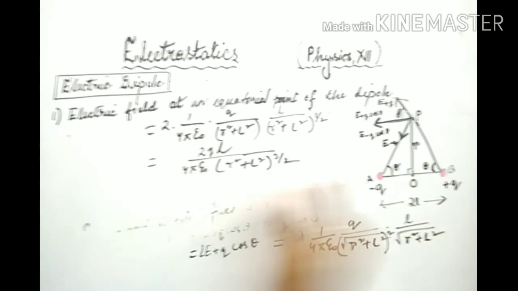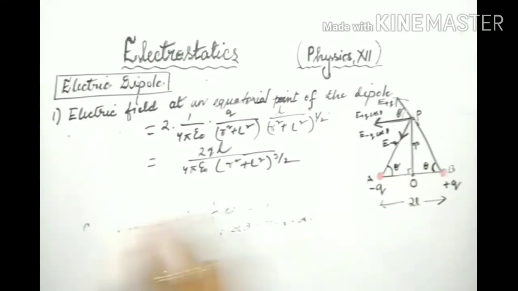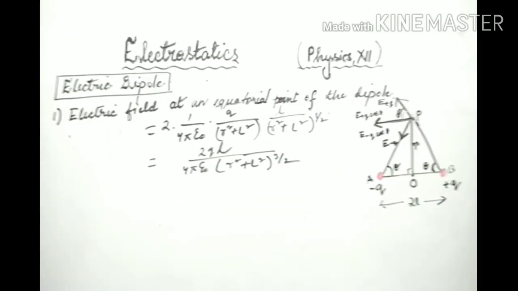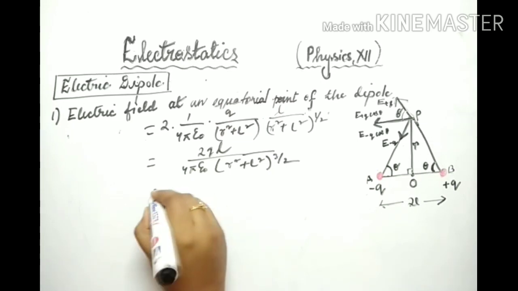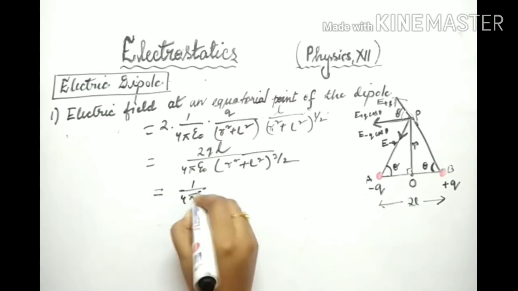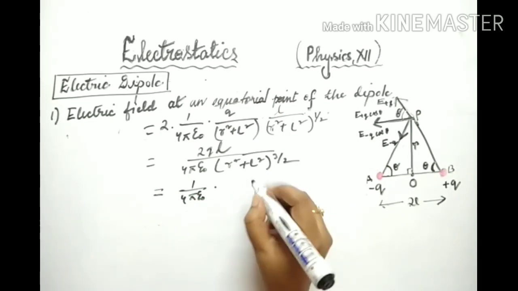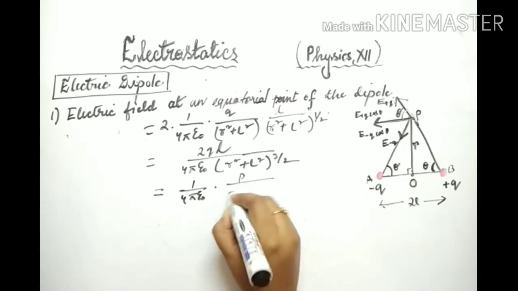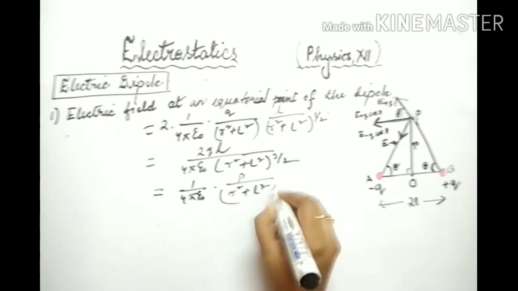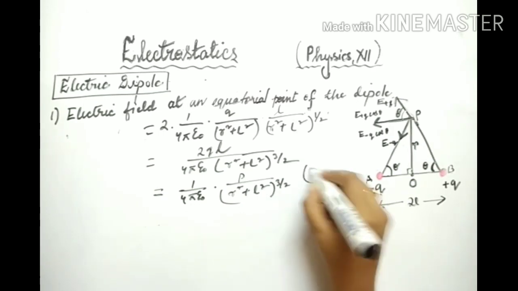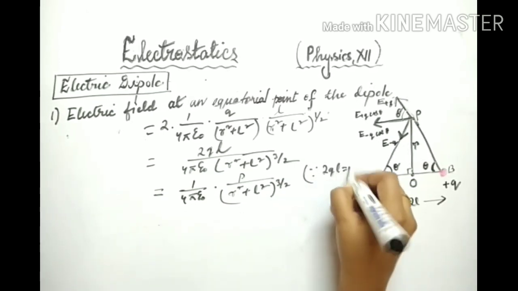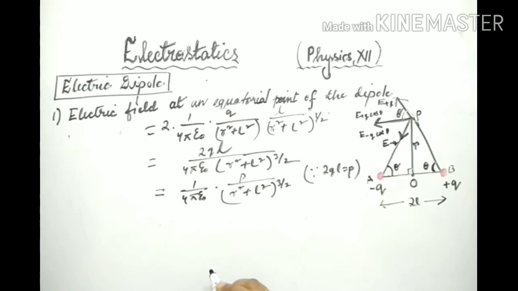Let us erase this portion. Then let us arrange it in this manner. So 2qL can be written as P, dipole moment, and what we are left. So this is the formula for electric field at an equatorial point.